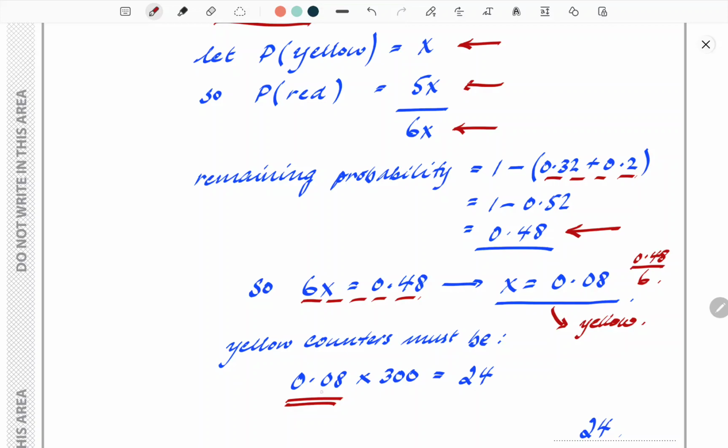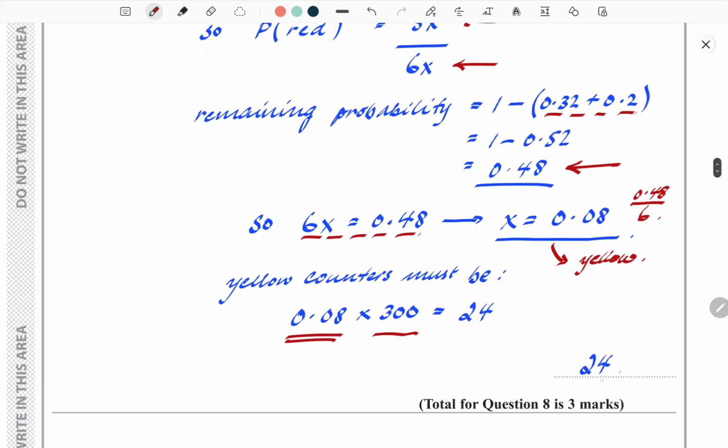Okay, so 0.08 times the total number of counters, which is 300, means that there are 24 yellow counters in the bag, all right?